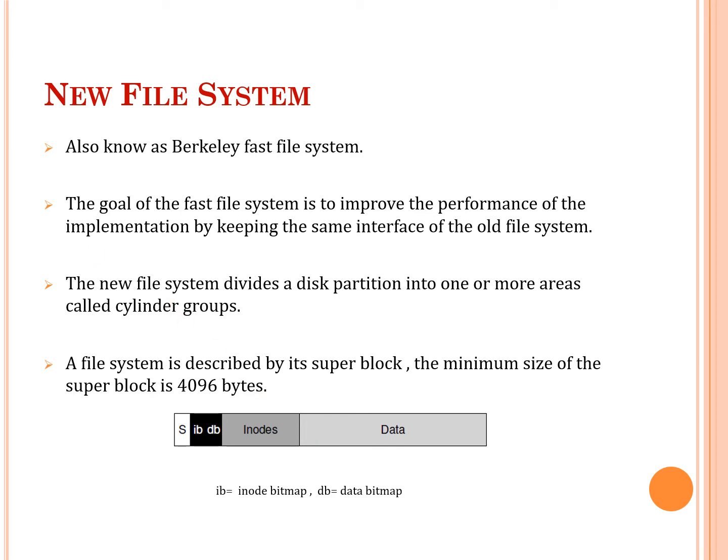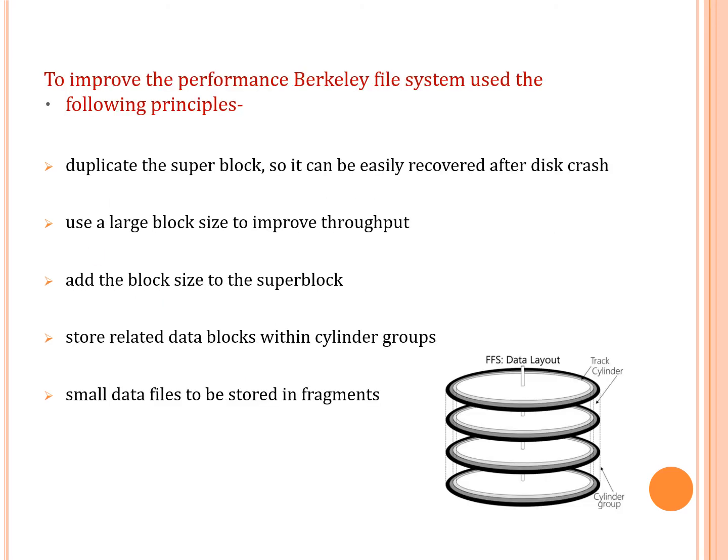In order to improve performance, the fast file system uses the following principles: duplicating the superblock so it can be easily recovered if a crash occurs, using a large block size to improve the throughput, adding the block size to the superblock, storing related data blocks within the cylindrical groups, and most importantly, storing small files in fragments. This is how the fast file system has divided the disk into cylindrical groups.